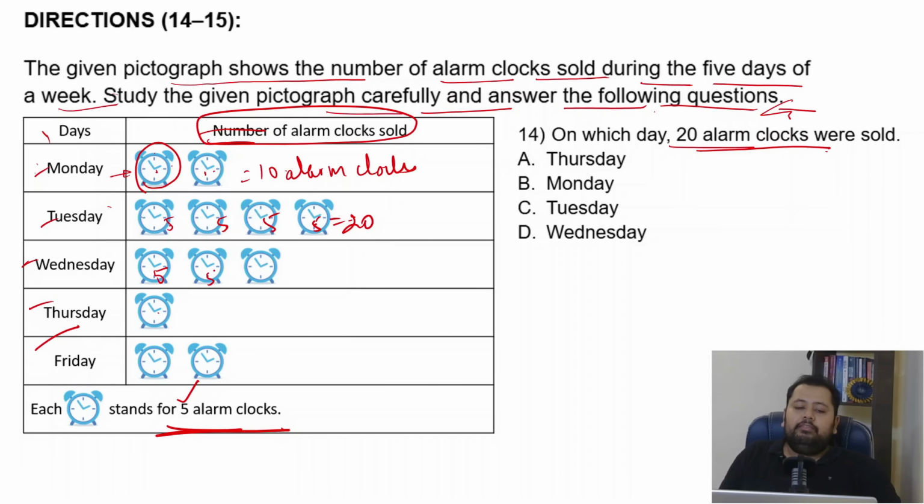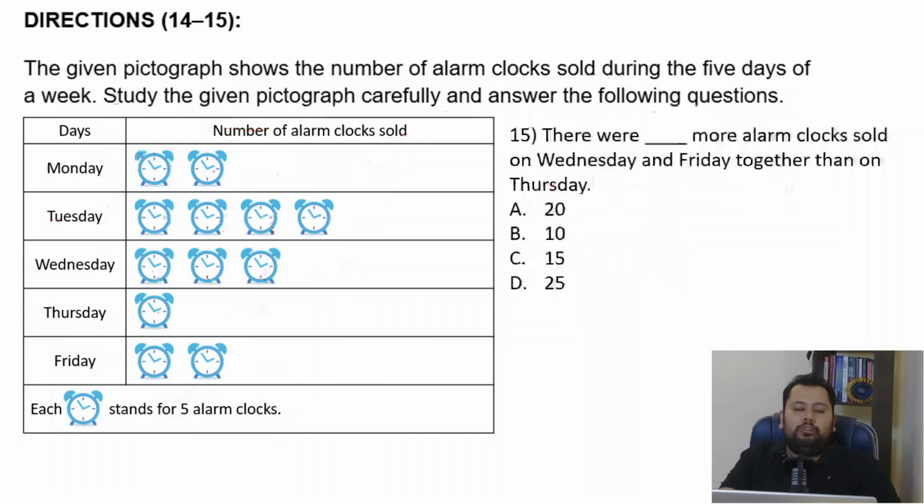On Wednesday, again 5, 5, 5. If you add, this becomes 15. On Thursday, it is only 5. And on Friday, it is again 10 alarm clocks that were sold, right? So let's answer question 14. Question 14 says on which day 20 alarm clocks were sold. It was sold on Tuesday. So option C is the correct answer. Again, just look at the table, find the numbers, just do addition, and you'll be easily able to solve two questions without spending a lot of time, right?